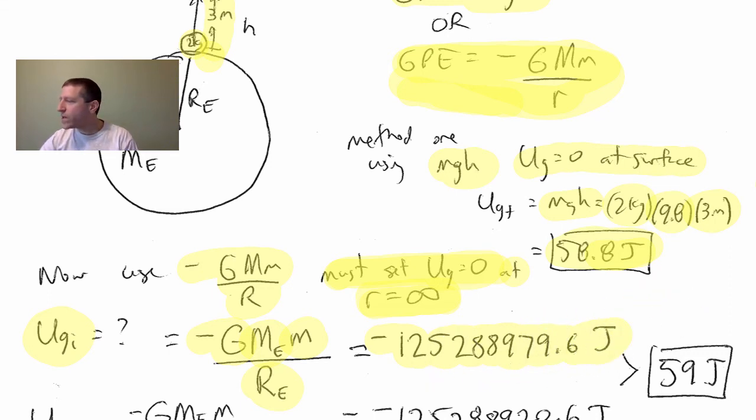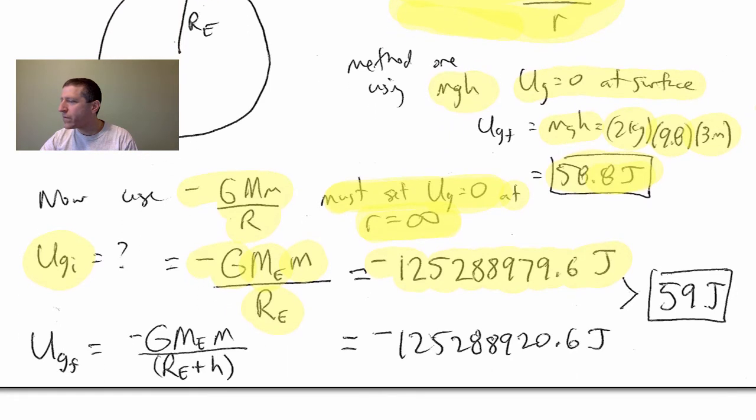Now, what is the gravitational potential energy final? Well, when I lift it up 3 meters right here, that'll be negative G times the mass of the Earth times the mass of our object over the radius of the Earth plus 3 meters. And when you do the math with your calculator, you see this is the gravitational potential energy you get.